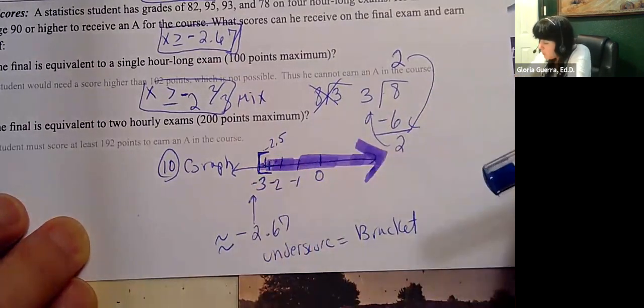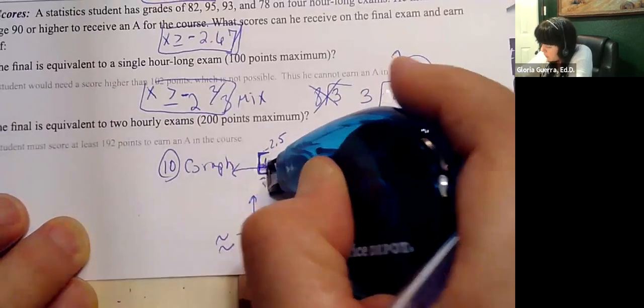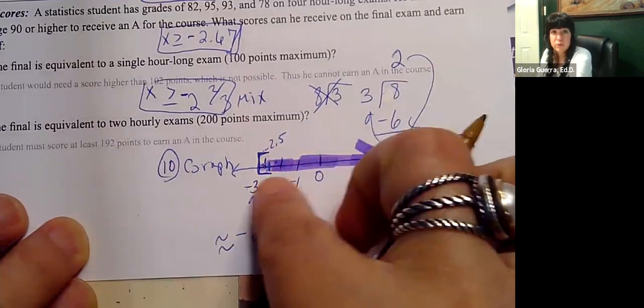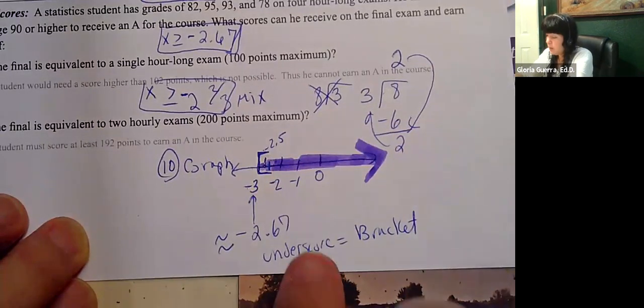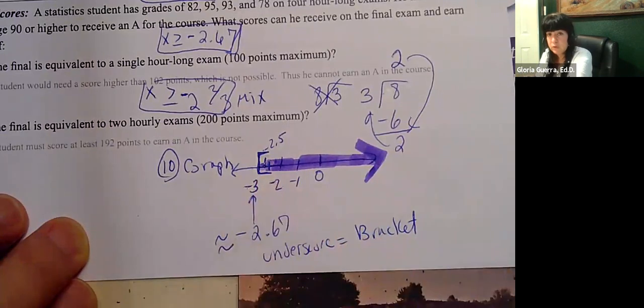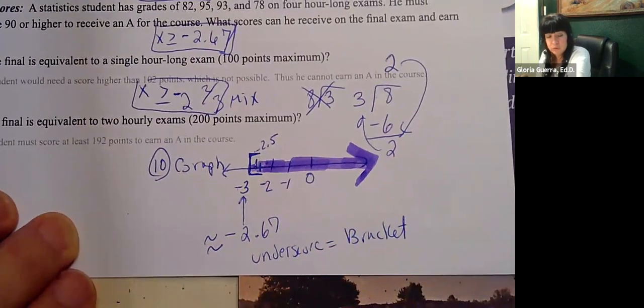Okay. So I guess I could put negative 3 a little bit after, like maybe right here. So it's about negative 2.67. It's definitely past negative 2, but before negative 3. So it's just an approximation. But there's your graph for that.